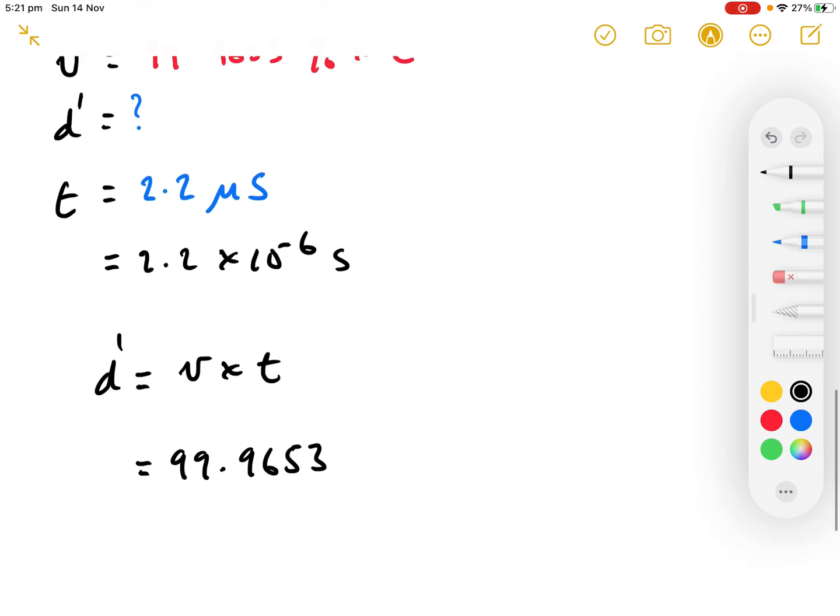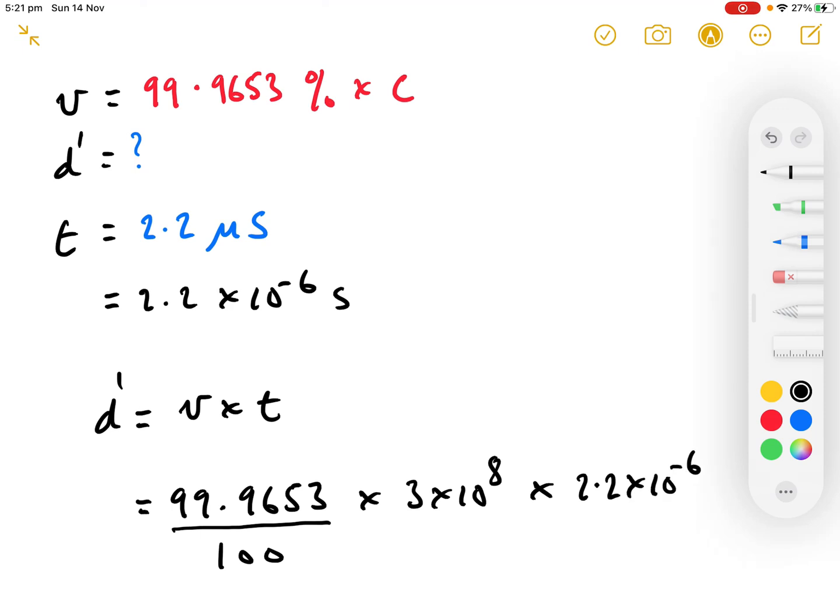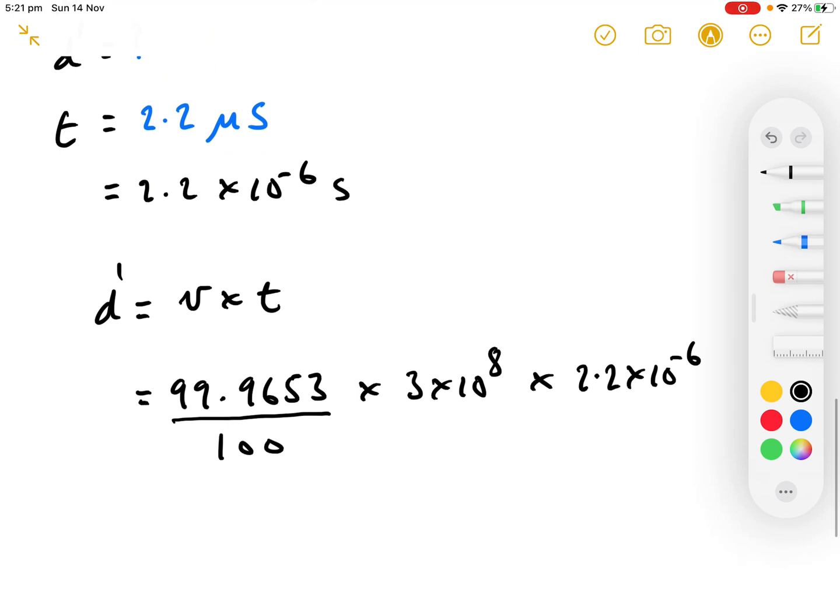So it's 99.9653 divided by 100 to make a percentage, times 3 times 10 to the 8 meters per second. So that's my v. Multiplying that by my time as measured by the muon, 2.2 times 10 to the minus 6.